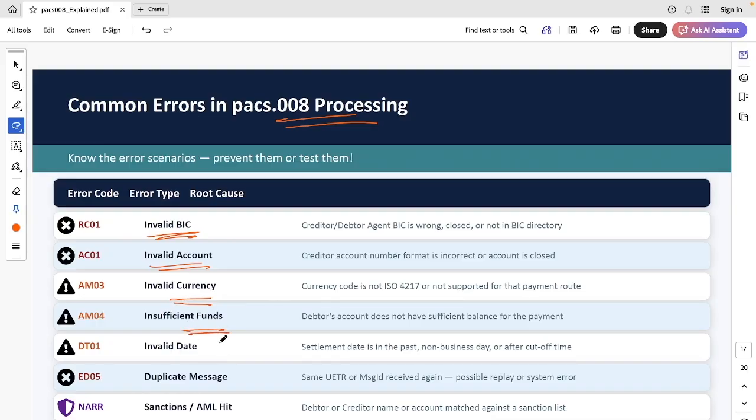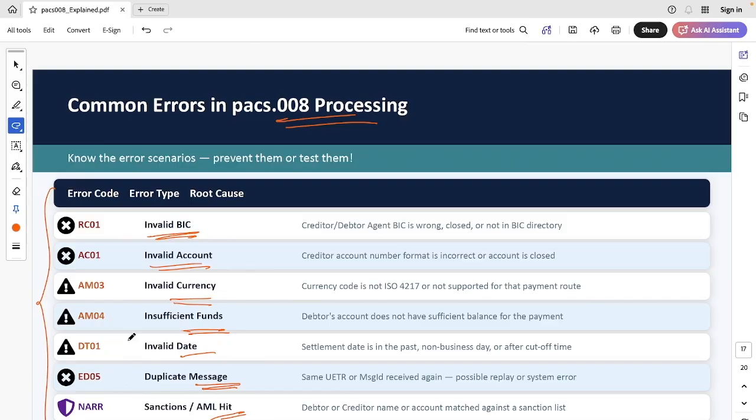Insufficient funds is a business error. The customer may not have enough balance, or the bank may not have sufficient nostro liquidity. Then settlement date errors happen when the date is in the past, a non-business day, or after a cut-off time. We have duplicate message. Duplicate message error occurs when the same message ID, UETR, or reference is received again. Sanctions and AML are very important. These payments may not be rejected immediately, but they may be held for manual review. Payment processing may also throw an error if any mandatory field is missing. So each row here in this particular slide can give one test case or one use case in a payment project.